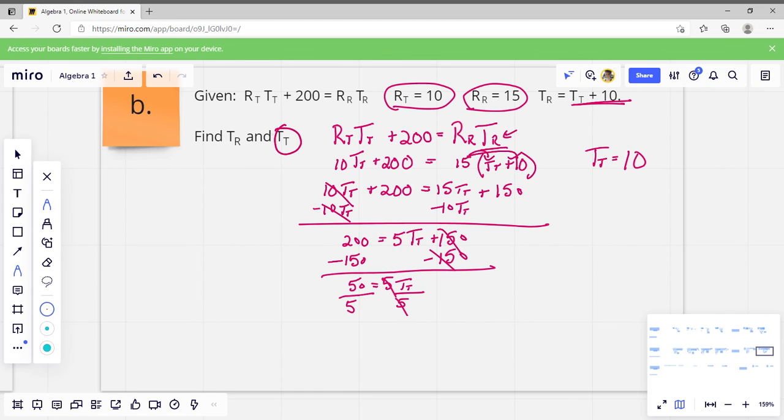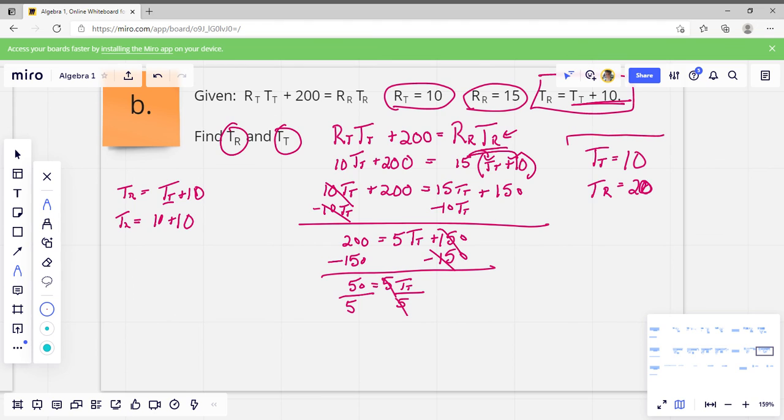We're supposed to solve for TT and TR. To get TR, I'm pulling this equation right here: TR equals TT plus 10. I know that my TT is already 10, so TR equals 10 plus 10, because this is the one I subbed in, TT. Now it'll be 20, so TR equals 20. Alright, so that's the answer to B.